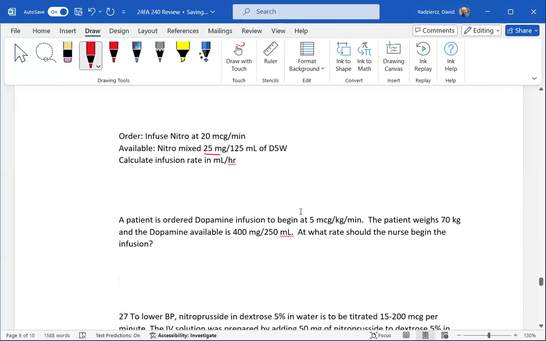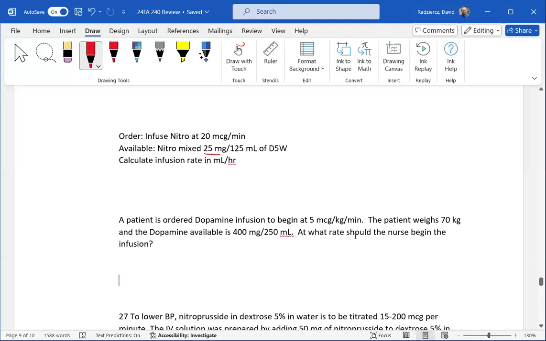All right. So for this one, instead of it being nitroglycerin, it's dopamine, but it's going to follow the same rules. And then in this scenario, there's actually a weight component to it. So what it's asking you to do is still calculate.